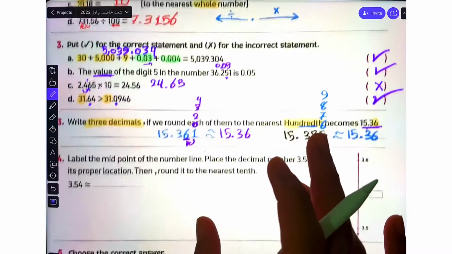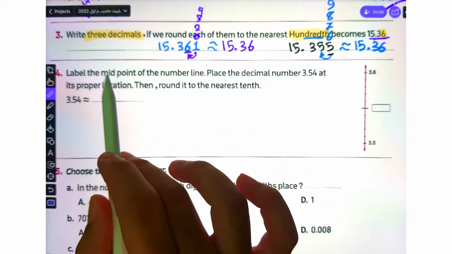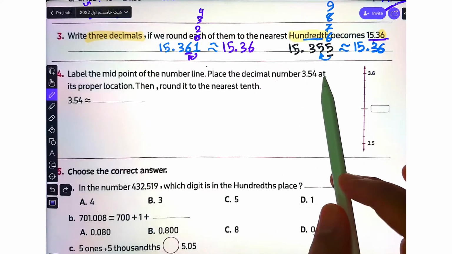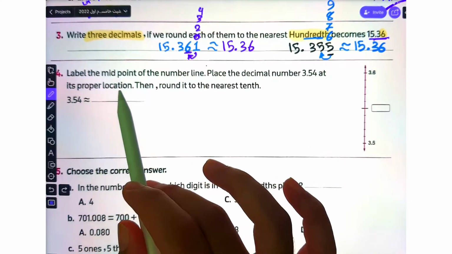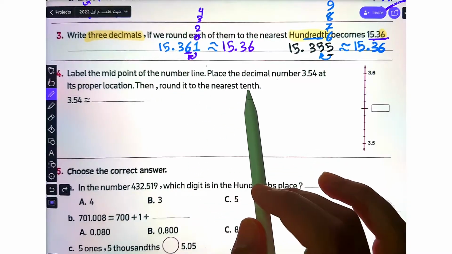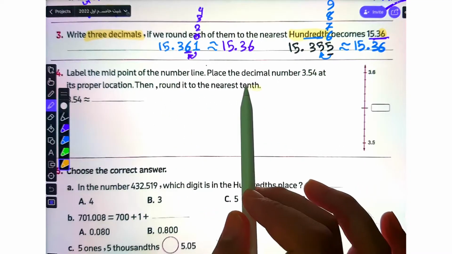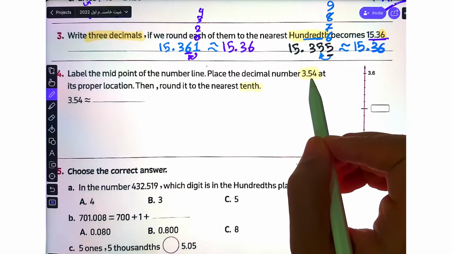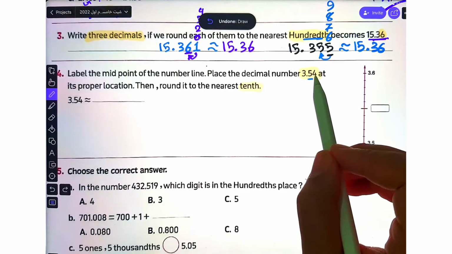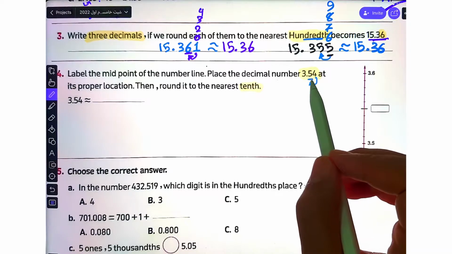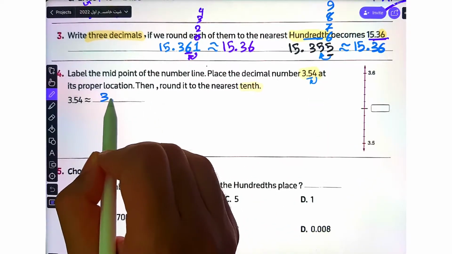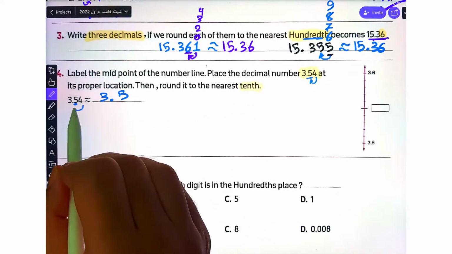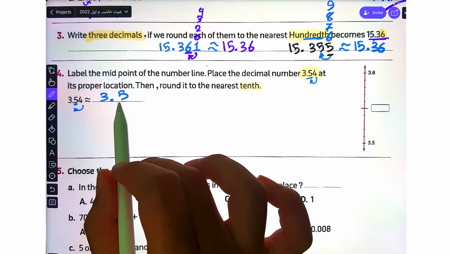Now let's move to question number 4. Label the midpoint of the number line. Place the decimal number 3.54 at its proper location. Then round it to the nearest tenth. So we highlight tenth. The number is 3.54. We will underline tenth, which is 5. 4 is poor, so 5 will be as it is. So we will write here 3.5 because we underlined tenth and 4 is poor, can't give 5 1, so the answer will be 3.5.